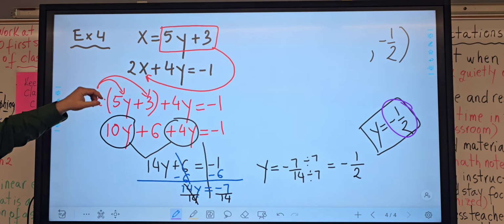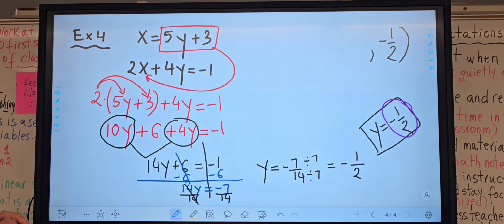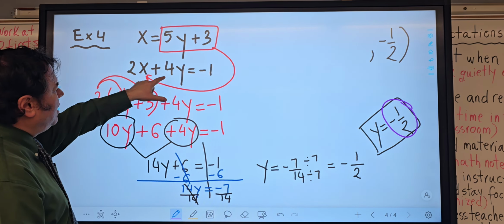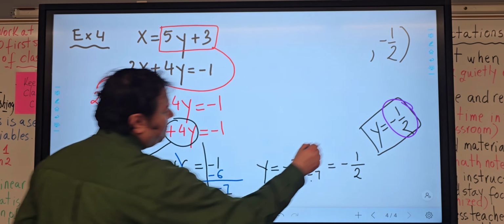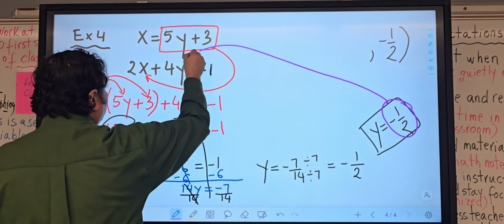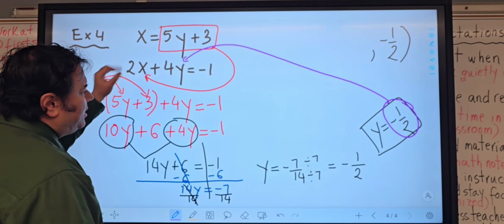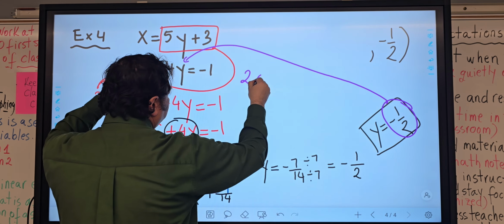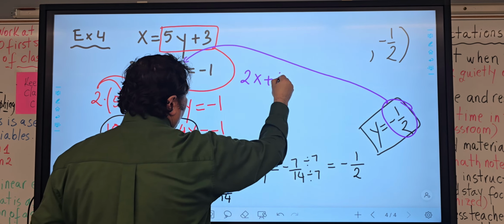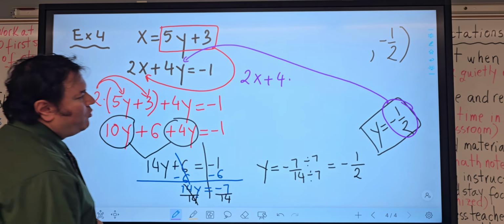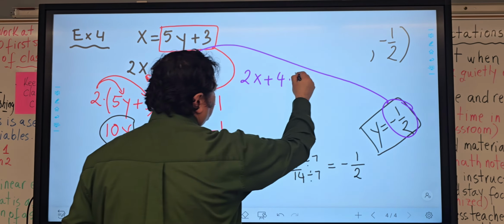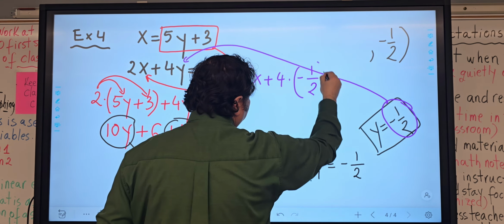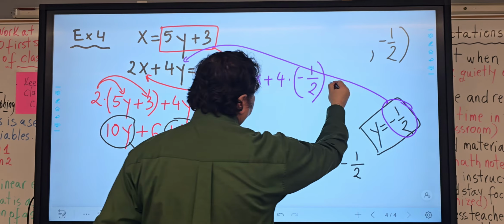Okay? So I can use either one of these equations, right? But I'm going to choose the bottom equation. So we have, instead of y, I can put -1 over 2, and then we can solve for x. So let's see what's going to happen. So we have 2x plus 4 times, instead of y, we have -1 over 2, equals -1.